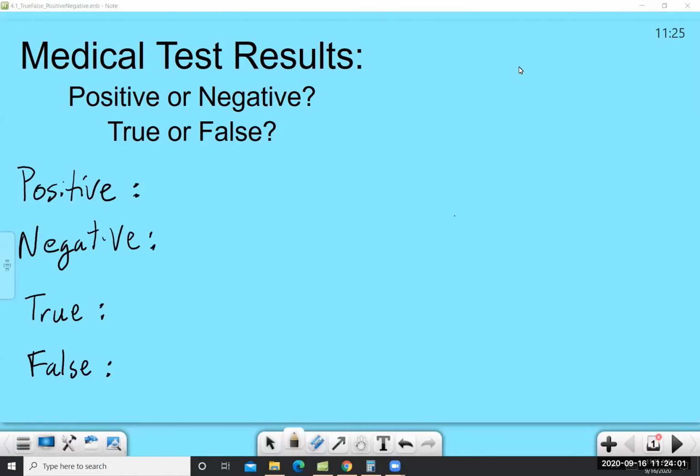For this lesson, we are going to be talking about medical test results, or test results in general, and whether they are positive or negative and what that means, and whether the results are true or false and what that means. So in general, if I am doing some sort of test, specifically testing the human body, I can be testing for the presence of some disease or virus. Like I could be testing for whether this person has cancer, whether they have coronavirus, whether they have something, or I could be testing for whether a drug is present in the system, right?